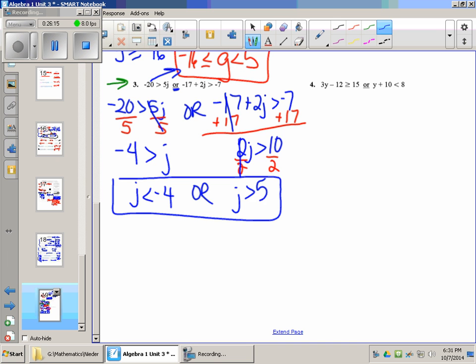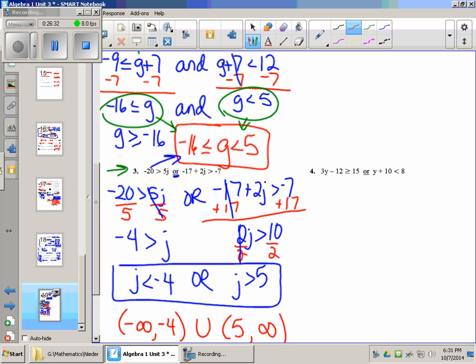Okay? If we wanted to write that in interval notation, j less than negative 4, that would be from negative infinity to negative 4, union with 5 to infinity. Okay? It would look like that. If we wanted to go back here and do interval notation for this one, it would just be negative 16 using a square bracket because it's the less than or equal to, and then comma 5 with an open bracket because this was strictly less than there.